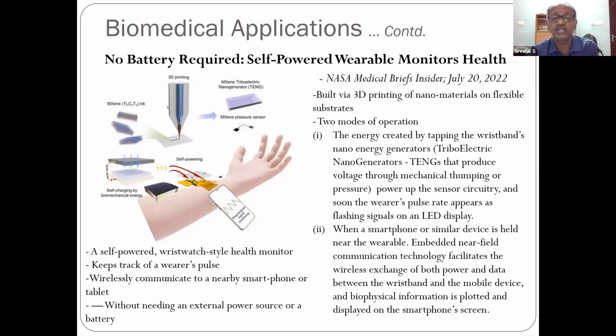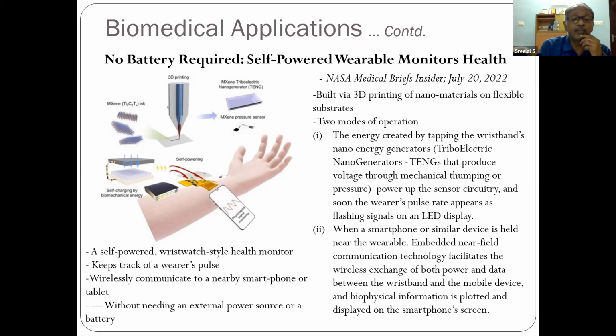So how is this accomplished? It has two modes of operation. The energy created by tapping the wristband is harvested by using nano energy generators, something called triboelectric nano generators, which work on mechanical tapping. It powers up the sensor circuitry, and soon the wearer's pulse rate will appear on the LED display. When a smartphone or similar device is held near the wearable, it can communicate with the smartphone, and then we can get a plot of our biophysical information as well as pulse rate and other details on the smartphone screen.